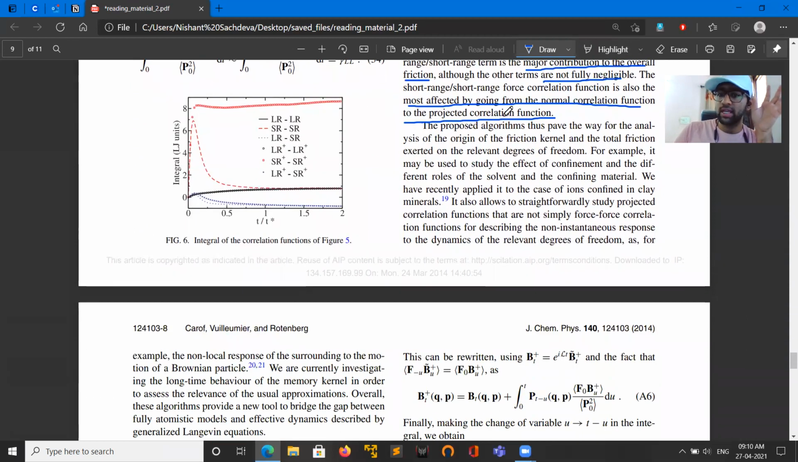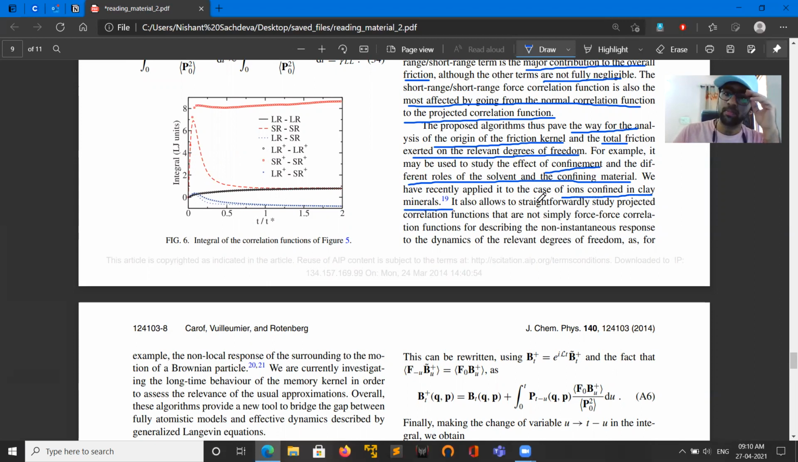Now, the proposed algorithms pave the way for the analysis of the origin of the friction kernel and the total friction exerted on the relevant degrees of freedom. So two things: the friction kernel and the entire friction force exerted on the relevant degrees of freedom. For instance, it may be used to study the effect of confinement and the different roles of the solvent and the confining material. We have recently applied it to the case of ions confined in clay materials. This is another paper, not this paper.